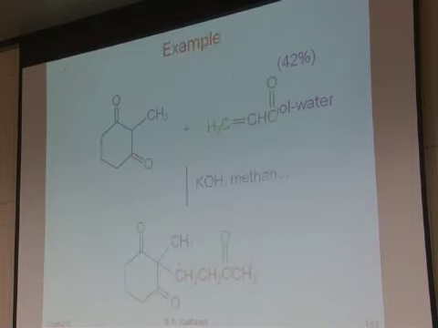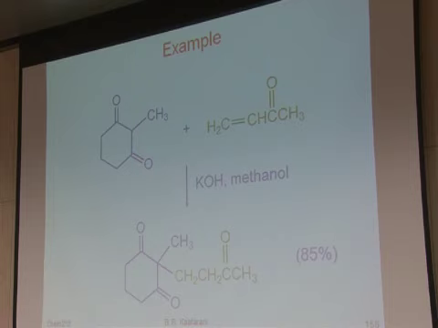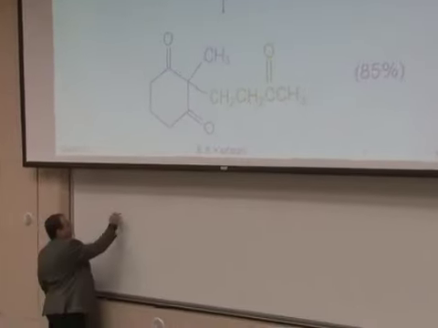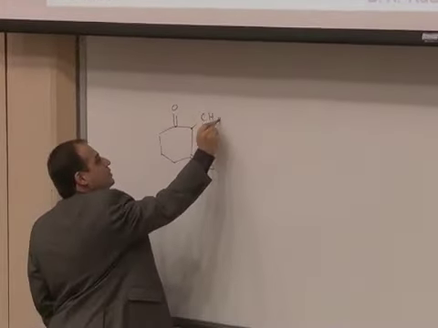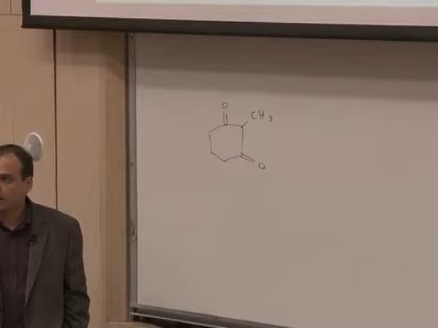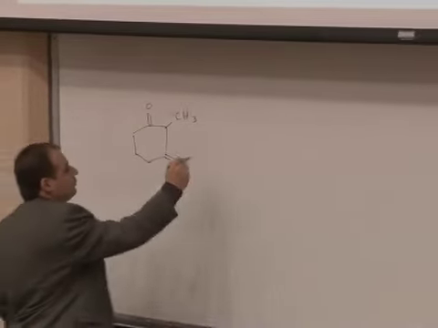Okay. Well, here is another example. You have this diketone now, and you are reacting it with an alpha beta unsaturated aldehyde or ketone. Here it is a ketone. How are we getting this product? Again, we're going to go over the mechanism of this reaction. You have this diketone, CH3. You're reacting it with the KOH.